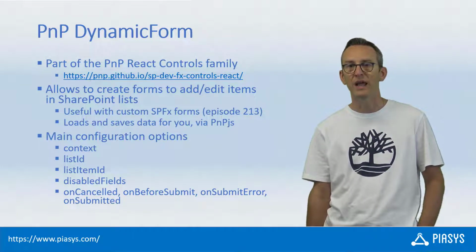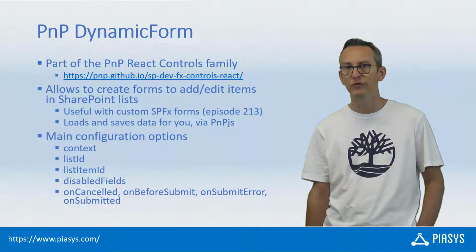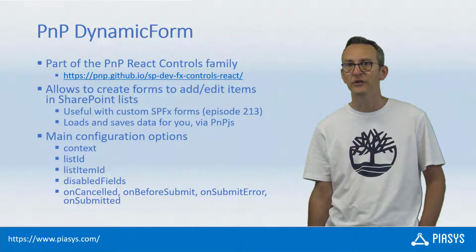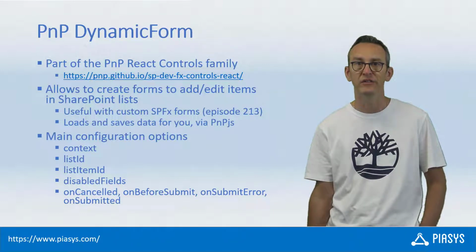The dynamic form control allows you to configure a target list ID and list item ID so that it will be able to render that specific item in the form, and it can save for you data of the item if you will update data, and of course it will also be able to load data in order to make it possible for you to edit and save it.